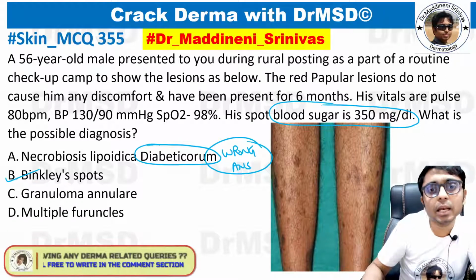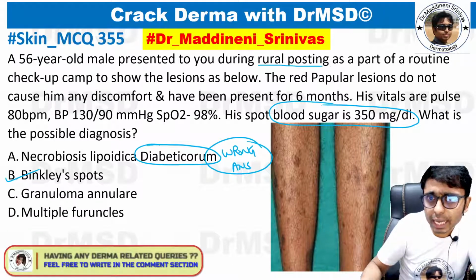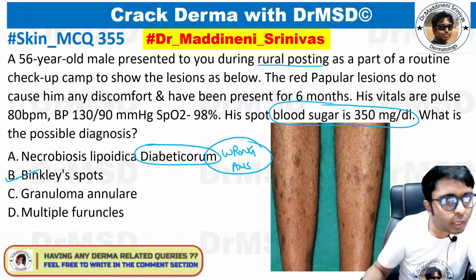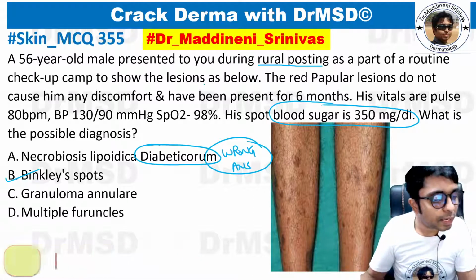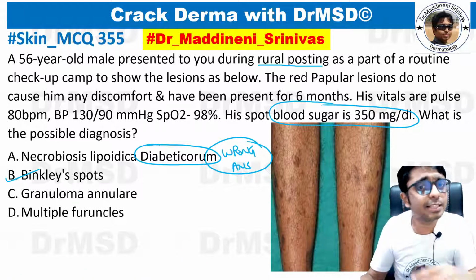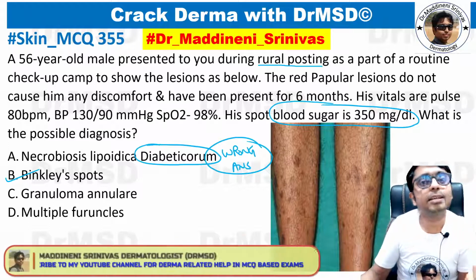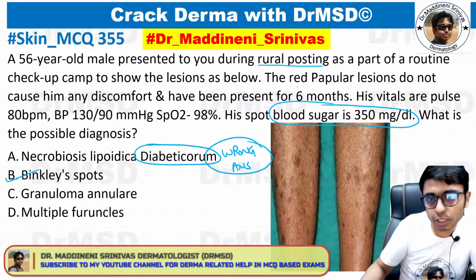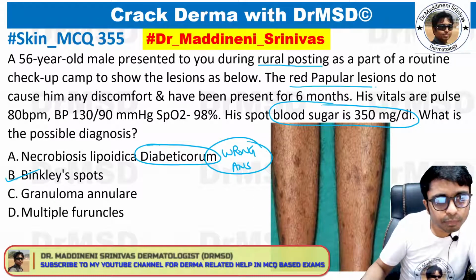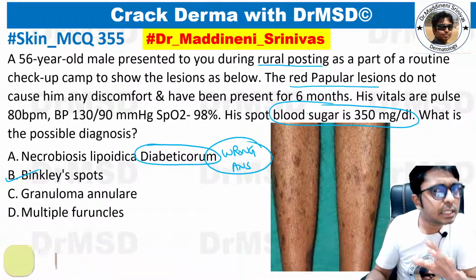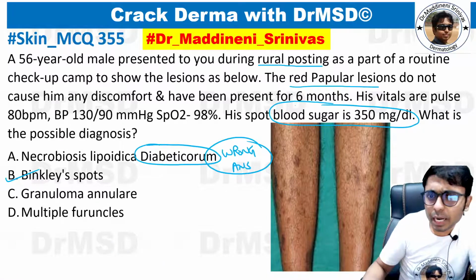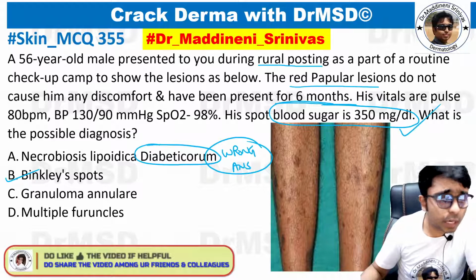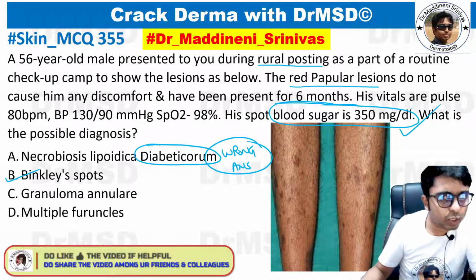A 56-year-old male, so an elderly male, presented to you during your rural posting as part of a routine checkup, came to show the lesions as below. He had no work at home, or maybe he thought that since the doctor had come, let us show our face to the doctor and take some blessings. Now you have seen that this person has some red papular lesions which are not producing any difficulty or symptom in the patient, and they are present for a period of 6 months. Vitals you have checked and you found that sugar values are definitely elevated. So what is the possible diagnosis?